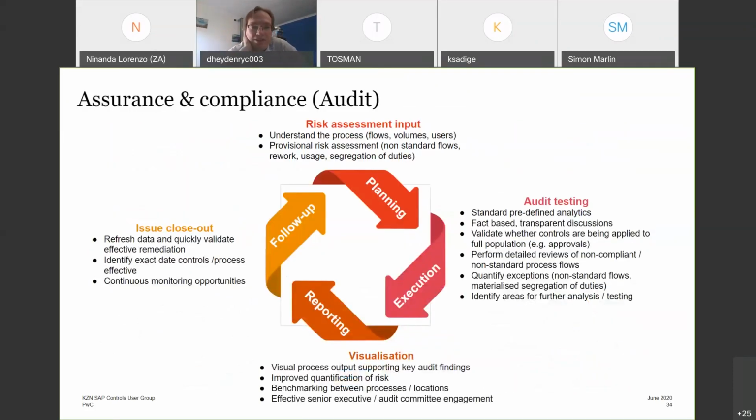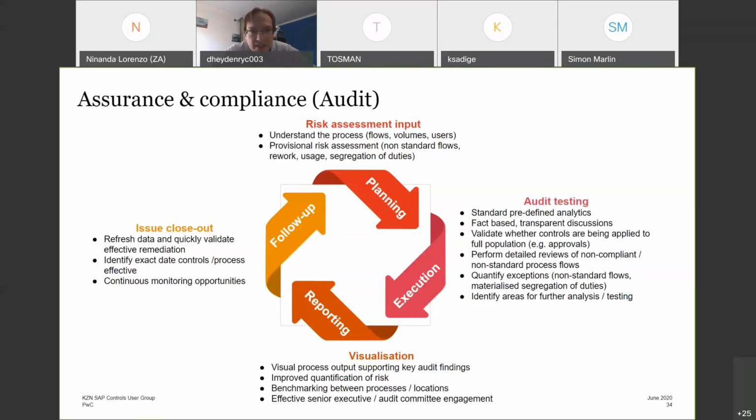So first, I want to run through three or four classic areas. The first one I want to touch on is from an assurance and compliance point of view. I've been implementing and piloting this over the last year, both as part of internal audits and on our external audits. So let's take a classic audit life cycle.